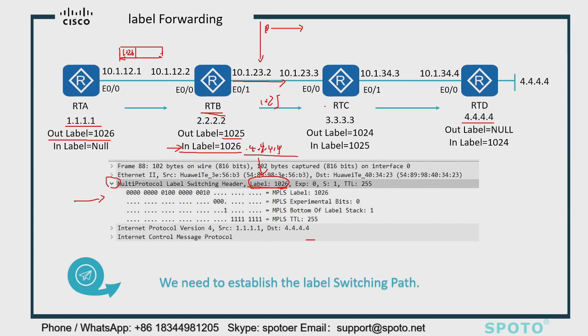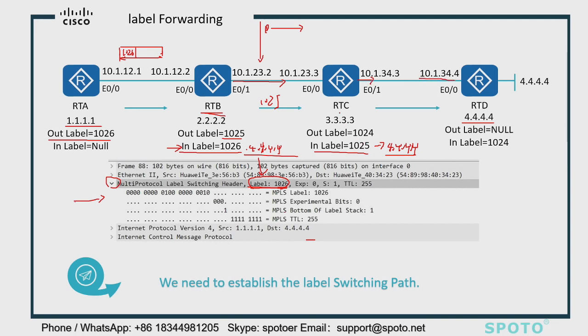And so when RTC receives the IP packet, RTC will do the same thing: search the label forwarding table. The in label is 1025, so it means the destination is 4.4.4.4. It's the unique relationship between the label and the destination address. Just one entry can match the label. So RTC will find that if the in label is this one and the destination is 4.4.4.4, the out interface is this one and the out next hop is this one.